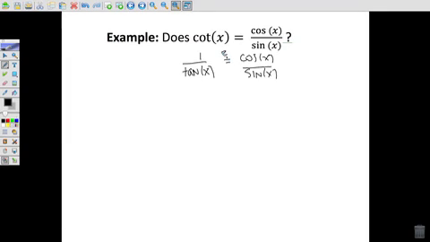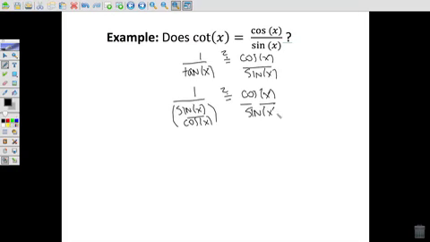We'll put our question mark above our equal sign because we're still trying to figure out if it's equal. We said on the last page that tangent is equal to sine over cosine. So we'll keep that and write sine of x all over cosine of x. Again, we'll keep our question mark because we still haven't proved if it's true or not.